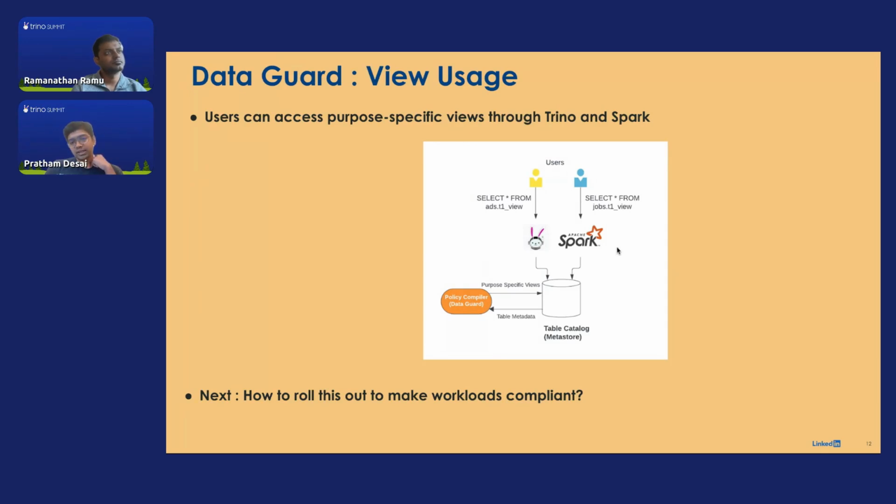Yeah, so once DataGuard creates these views, as you see in the figure, users can replace the tables with views and then submit the same queries to Trino and Spark. And then they should be able to get data that is compliant. But doing this for a whole organization is not super easy. So now, next, Ram will talk about how we can roll this out at scale to make the workloads compliant.